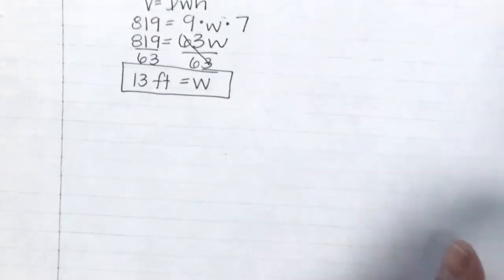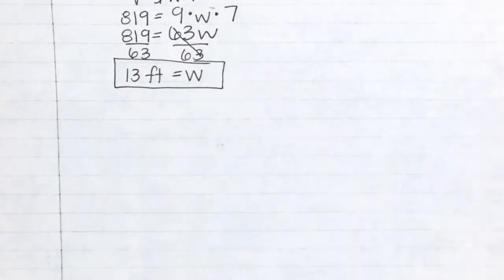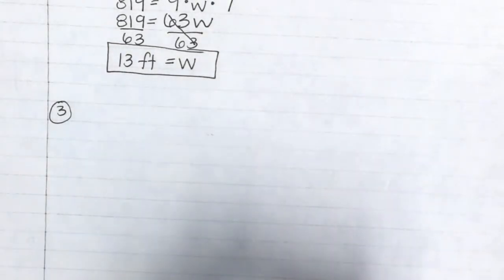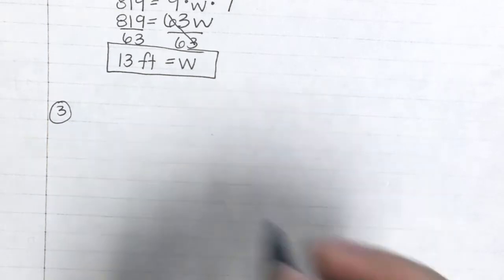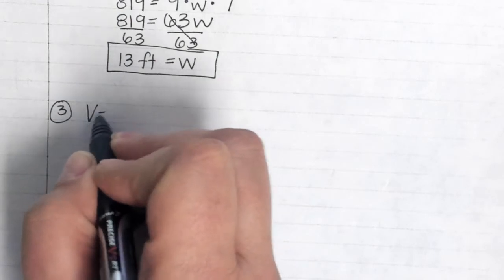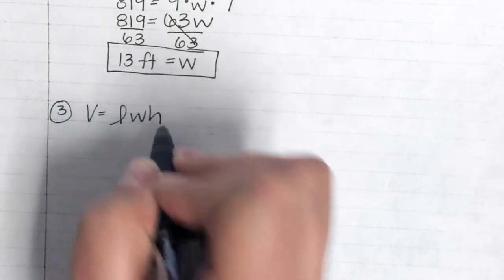Okay, so looking at the two problems that you had on the board, and remember, we're still just reviewing volume. We don't want to completely do away with it. So for number 3, we know all of our measurements, right? So what's our formula for volume? There you go. Length times width times height.